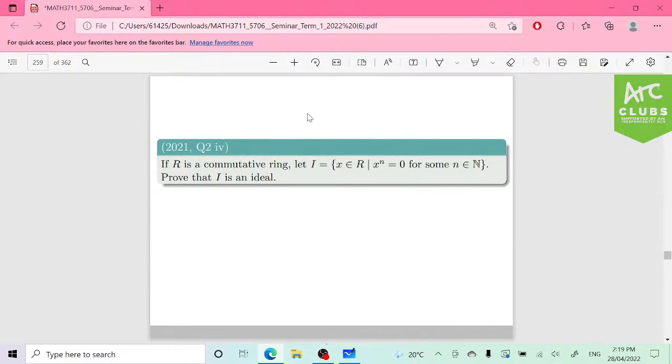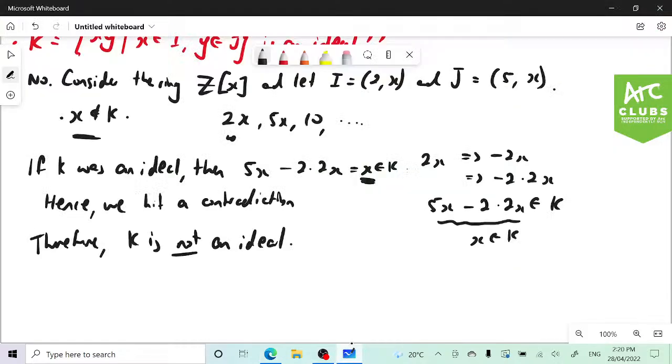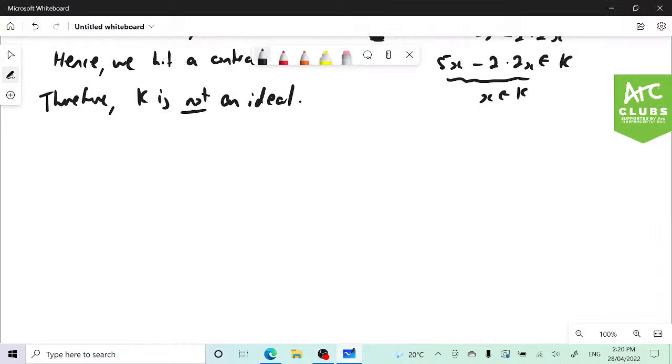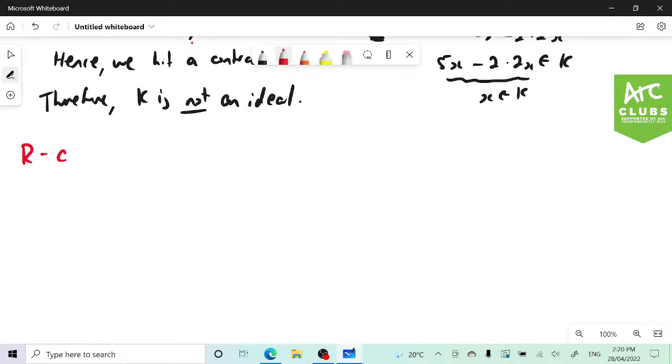So this time we're given that R is a commutative ring. Something that we want to clarify is that R is a commutative ring, so that means that under the multiplication operation, the elements commute. And we want to consider I to be this set, and we want to prove that I is an ideal. So let's do that. Okay, so R is a commutative ring.